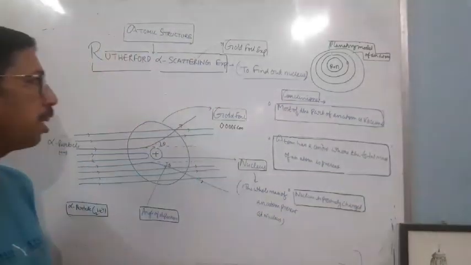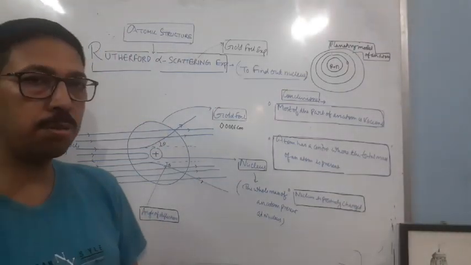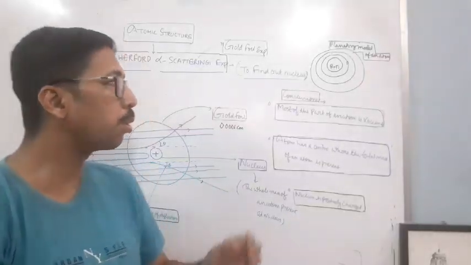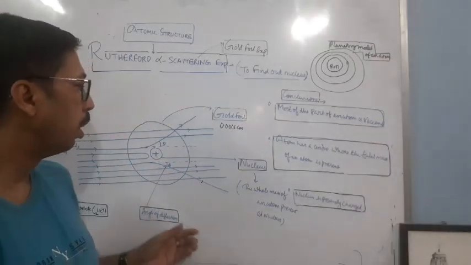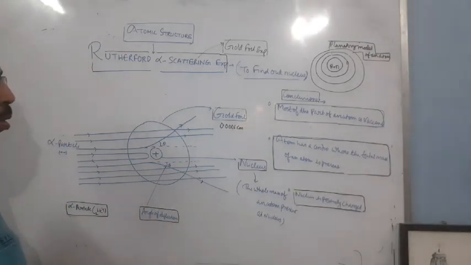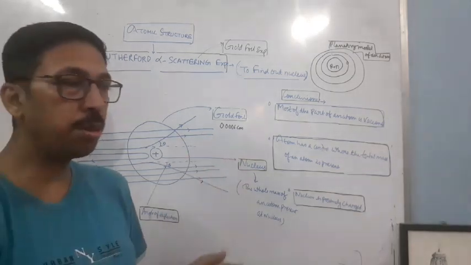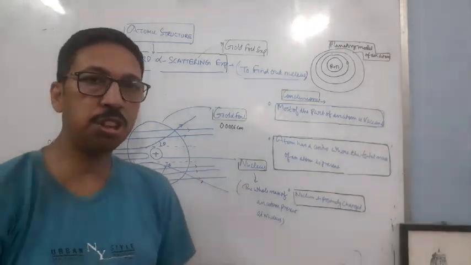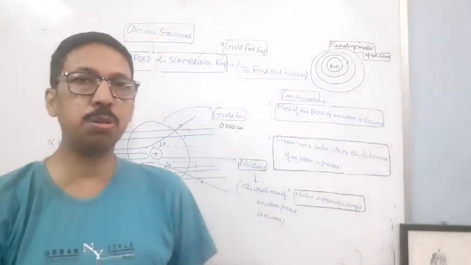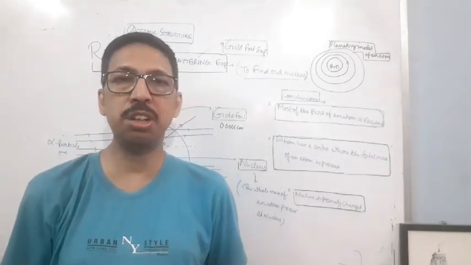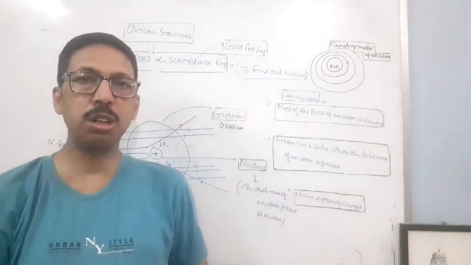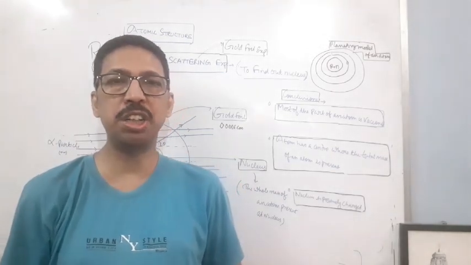So we have discussed the Rutherford alpha scattering experiment, the gold foil experiment, how the experiment was performed, what the observations and conclusions are, what the atomic model given by Rutherford is, and what the demerits of the atomic model given by Rutherford are.